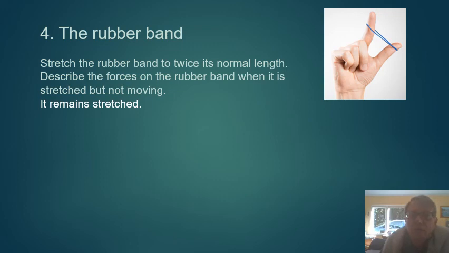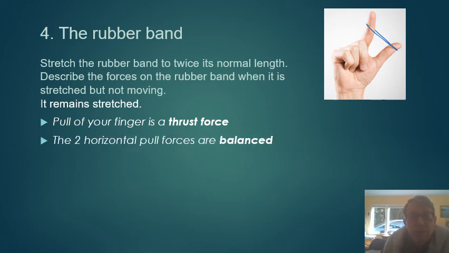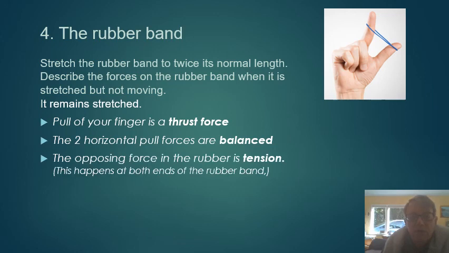Rubber band, stretch it and hold it there. Balanced forces, because you're holding it there. You're still having to work hard with your fingers to keep it open. It remains stretched. So you're pulling it, so we can call that a thrust force. And there's another force involved, and that's a tension force. So the tension is in the rubber and is opposing your thrust, but they must be the same because it's a balanced force. Nothing's moving.